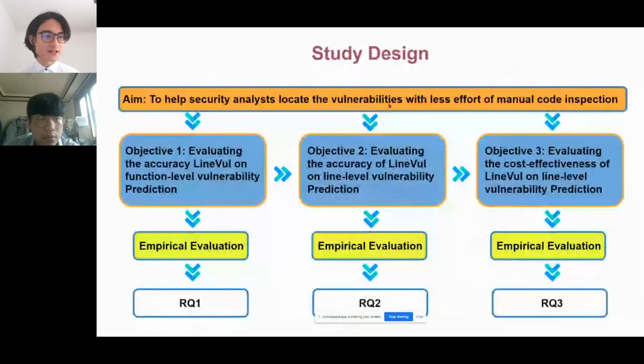Here's our study design. We aim to help security analysts locate the vulnerabilities with less effort of manual code inspection. With this purpose in mind, we designed three research questions. First, we evaluate the accuracy of LineVul on function-level vulnerability prediction. Second, we evaluate the accuracy of LineVul on line-level prediction. Third, we evaluate the cost-effectiveness of LineVul on line-level predictions. To answer these three questions, we use empirical evaluation.